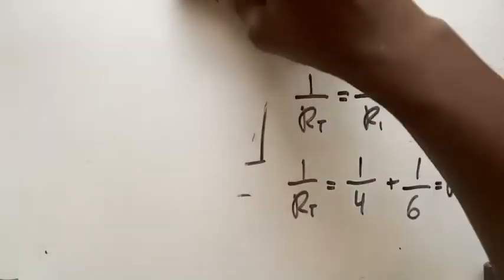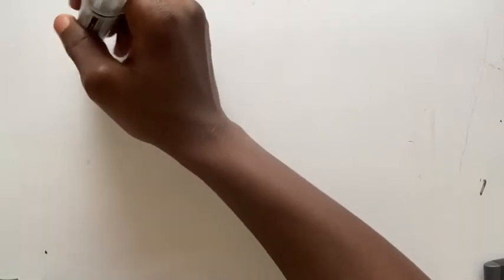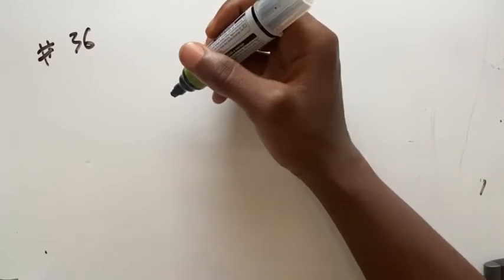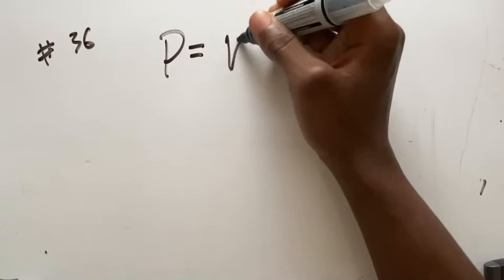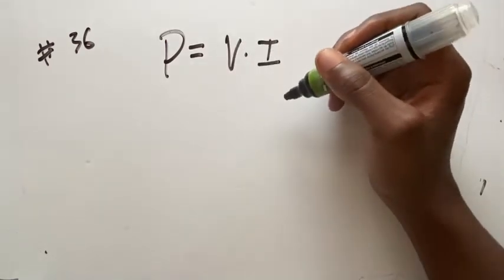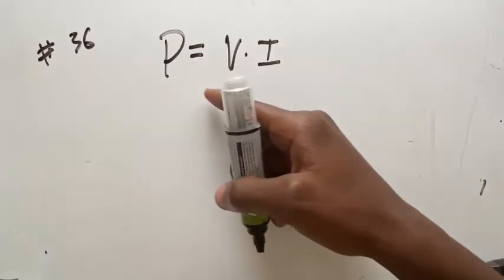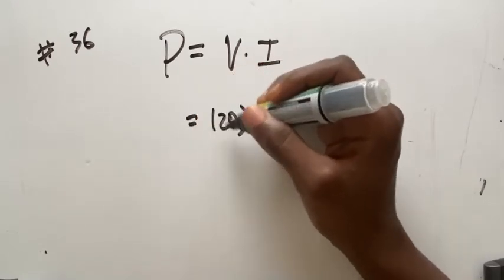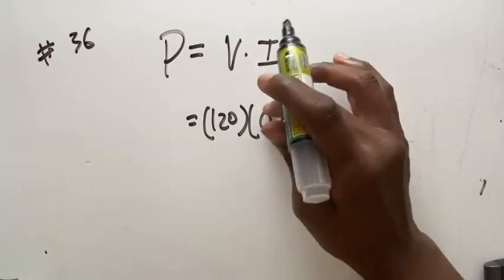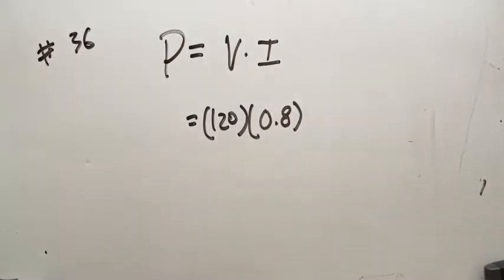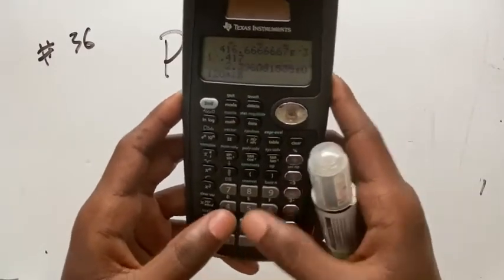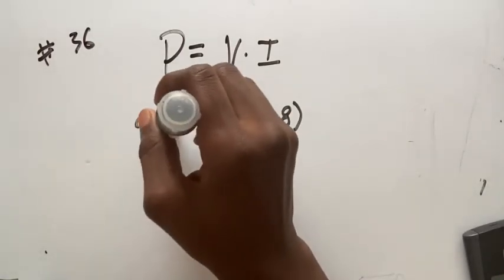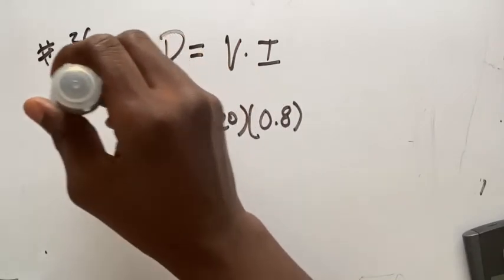All right, 36 now. 36 says, what is the power rating of a device that draws 0.8 amps of current when connected to 120 volts? So we're talking about power here. Power equals voltage times current. So here we just multiply the voltage and the current, and we get 120 times 0.8, which is 96. 96 watts. And that's going to be D.